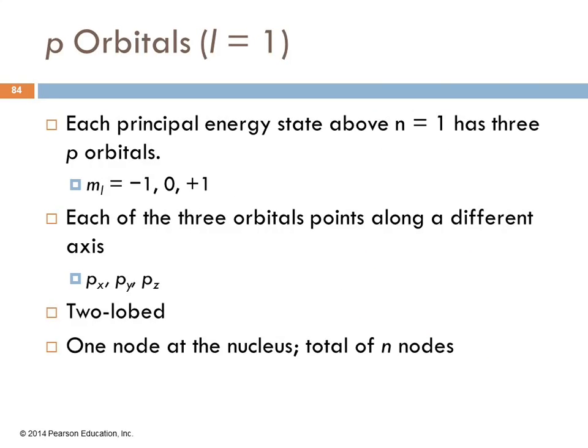The p orbitals are a little more complicated. Isn't that great? Each of those energy states above n equals 1 has 3 p orbitals, m sub l being minus 1, 0, or plus 1. So we get 3 orbitals that point along different directions on a three-dimensional axis. We get x, y, and z. And these are two-lobed, and each has one node at the nucleus, so because there's 3 orbitals, each with one node, we have 3 nodes.